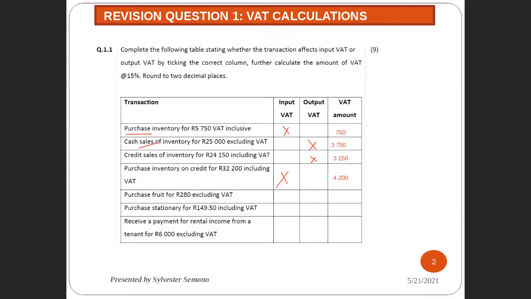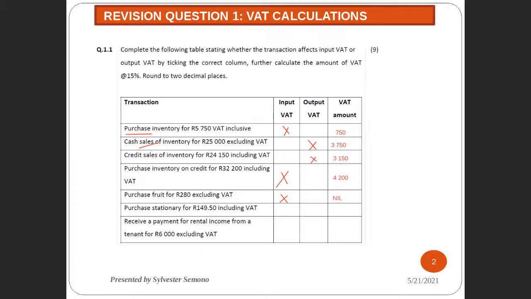Let me just do this. Input. Remember, you bought fruit. If you can check about things that cannot be claimable, fruit falls under what? Under non-allowable. So here you can just write zero or not. It's up to you.